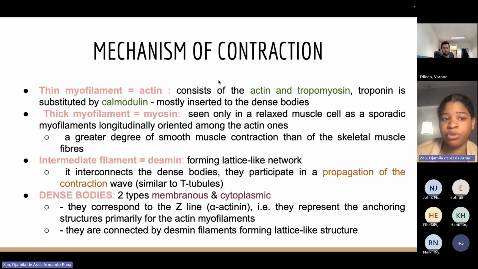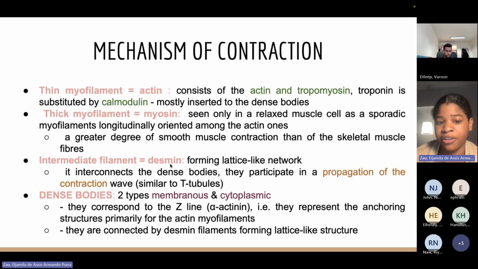So in smooth muscle, the thin myofilament actin is going to consist of actin and tropomyosin. The troponin is going to be substituted by calmodulin. The thick myofilament myosin is seen only in a relaxed state. And there is going to be a greater degree of smooth muscle contraction than of the skeletal muscle fibers.